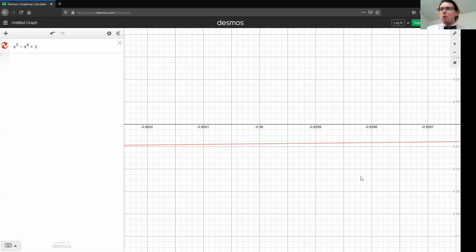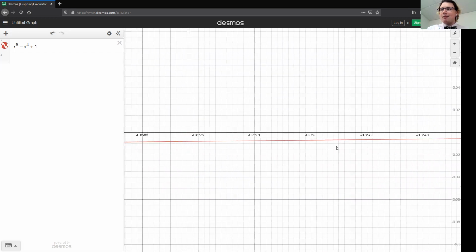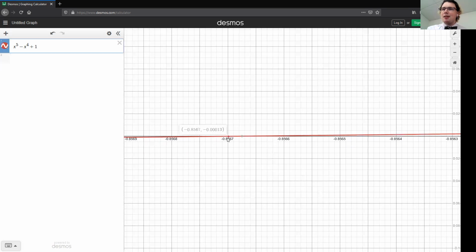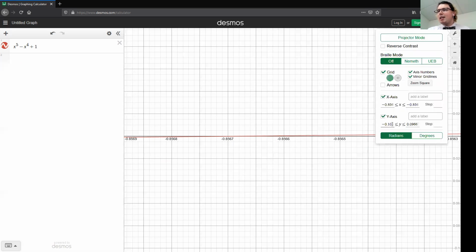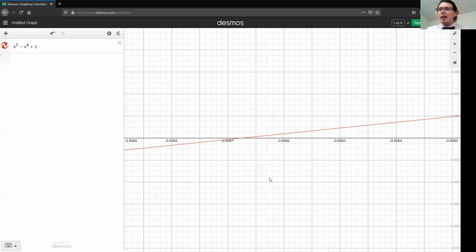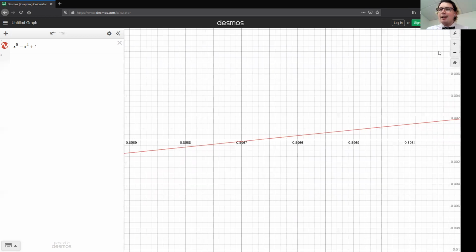And I just need to find one place where it's negative. It's negative all along this range. Then it crosses. And lo and behold, minus 0.8567 is where Desmos said this function is equal to 0. But if I zoom in even more, I can see that that's not quite true. I can see that there's actually a gap here.